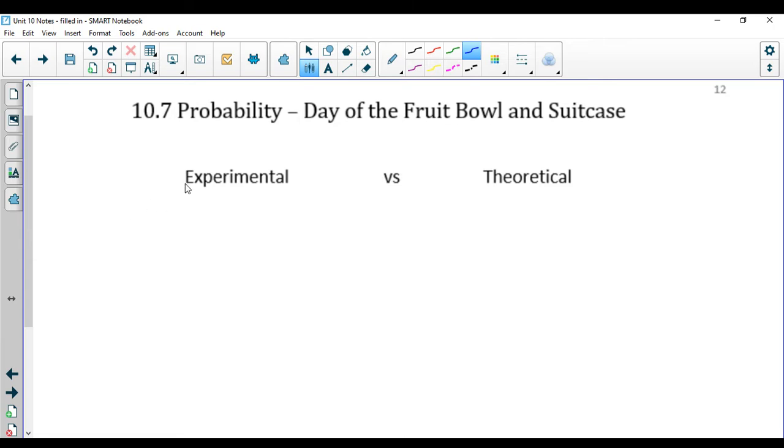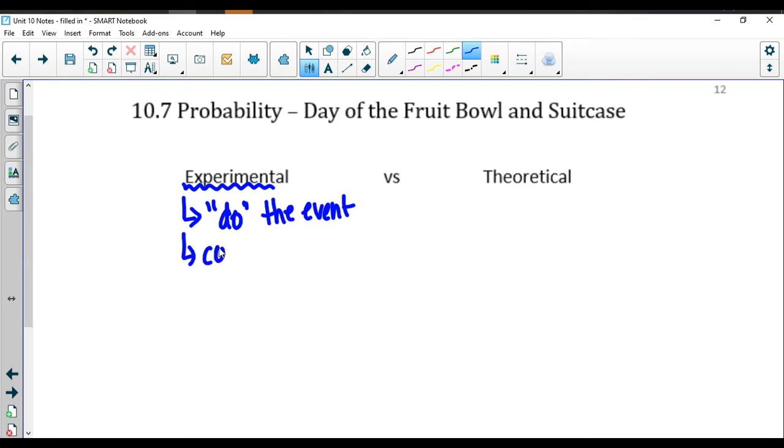Experimental probabilities has the word experiment inside of it. So when we talk about experimental probabilities, we are actually going to do the event. So instead of just talking about spinning the spinner like we did in the last lesson, we would actually spin the spinner. And in doing so, we would collect some data.